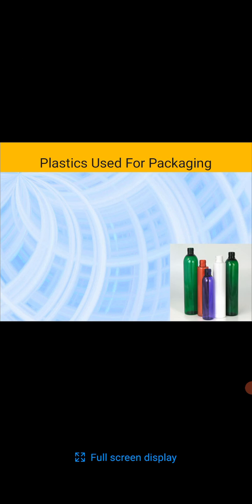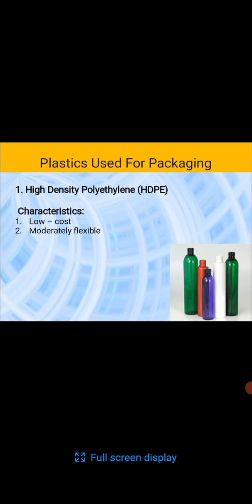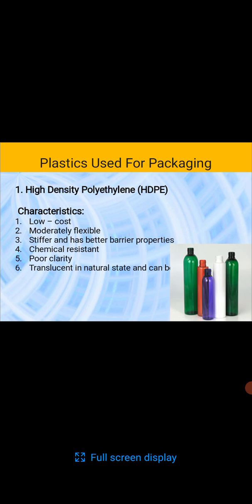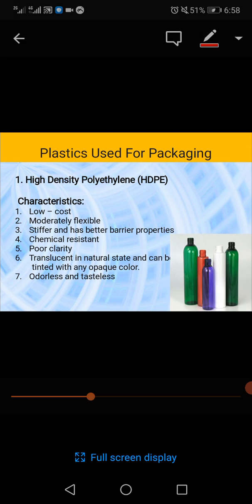Plastics used for packaging. The first one is high density polyethylene. It is characterized by low cost, moderate flexibility, being stiffer and stronger, and having better barrier properties and chemical resistance. It has poor clarity, is transparent in its natural state, and can be tinted or colored with any opaque color. Odorless and tasteless.